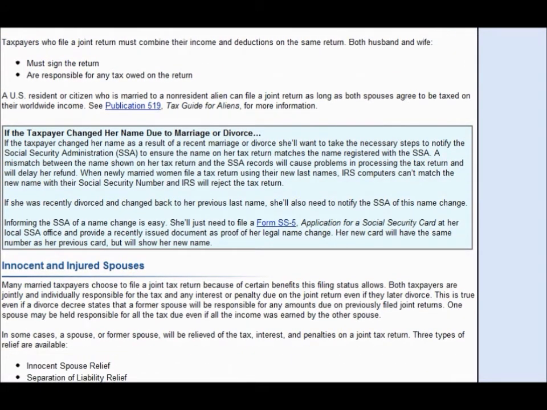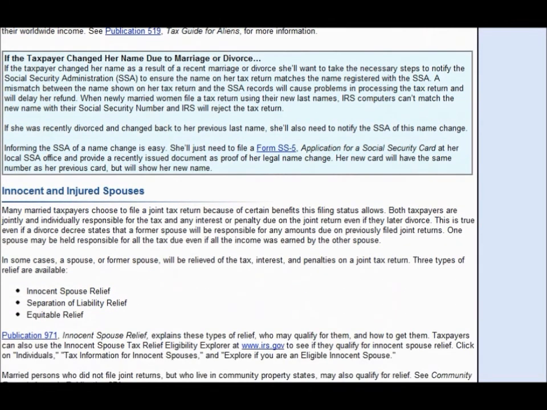Please note, if the taxpayer changed her name due to marriage or divorce, she will want to take the necessary steps to notify the Social Security Administration to ensure her name on the tax return matches the name registered with the Social Security Administration. If not, you will notice once you transmit your client, you will get a reject saying that the name and social do not match.